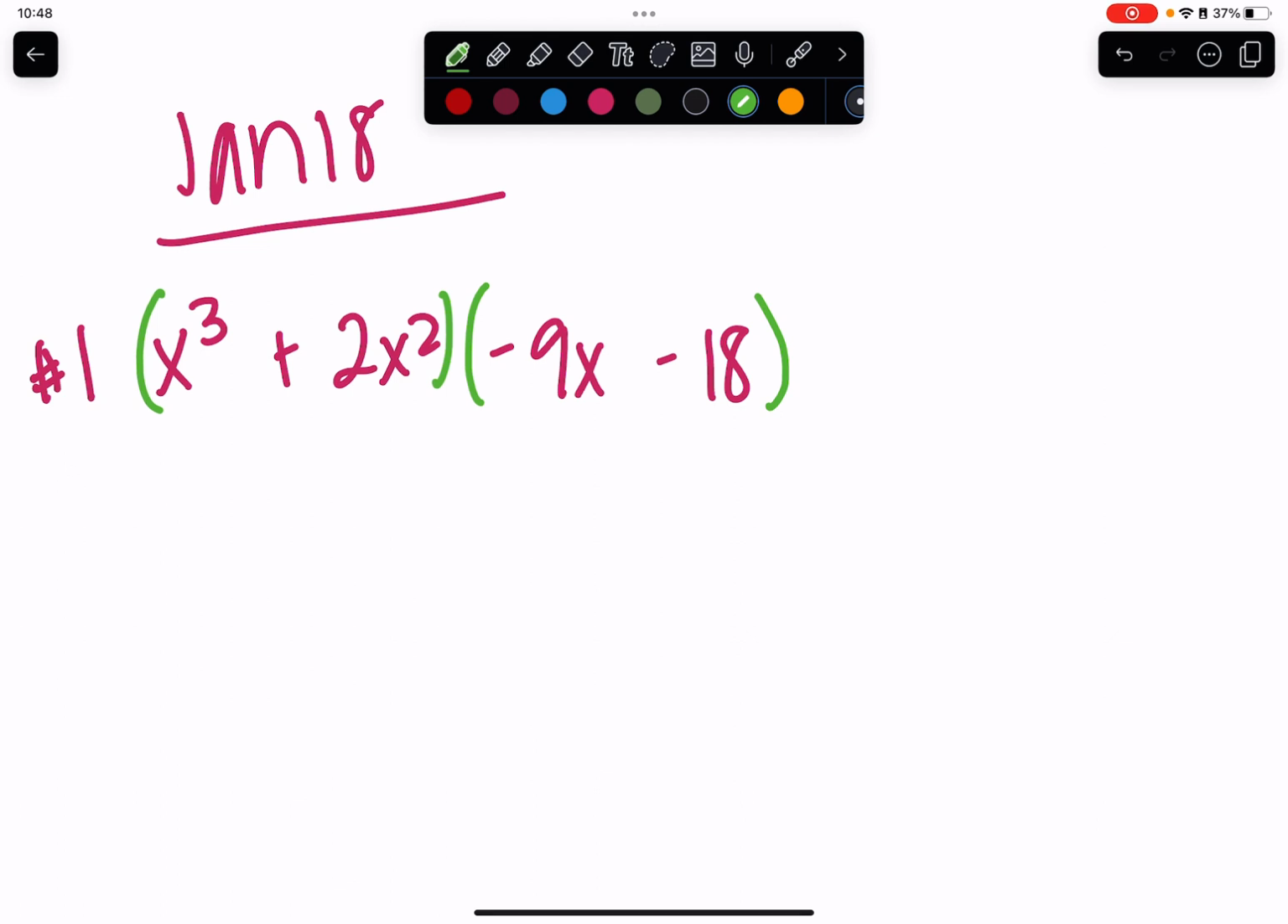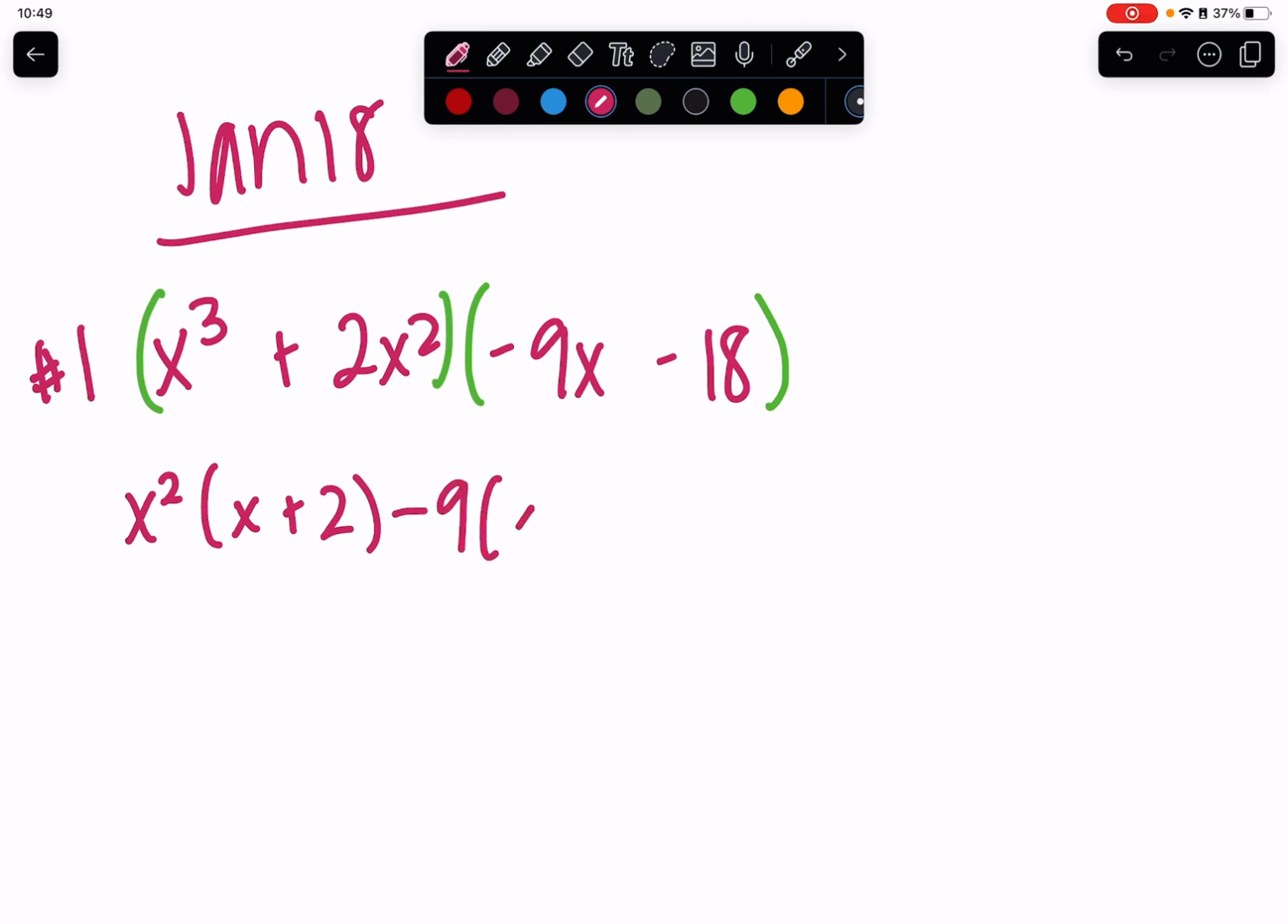And I look, what can I take out from each group? In the first group, I can take out an x squared, and I'm left with x plus 2. And then in the next group, think forwards a little bit. I'm trying to get x plus 2 in parentheses, so I would want to factor out a negative 9 to get something positive inside the parentheses. So if I factor out a negative 9, then I'm left with another x plus 2 group, right? If I divide negative 9 by both those terms, I get x plus 2. Okay, so I know I did this correct.